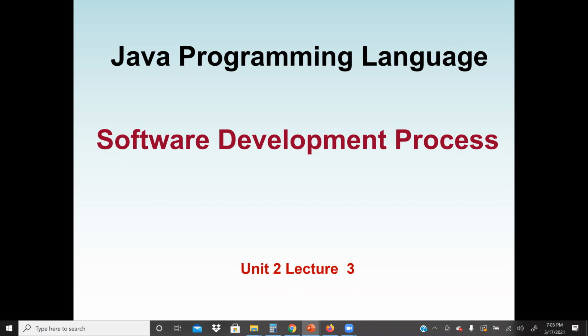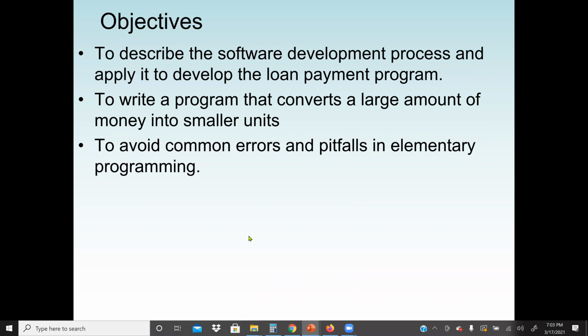In these lectures, we're going to discuss how to develop software. That's the software development process, the steps that we're going to follow to develop software. Again, this is Unit 2, lecture number 3. So our main objective is to describe the software development process and also apply it to develop a loan payment program. Also, we are going to write a program that converts a large amount of money into smaller units, and also learn how to avoid common errors and pitfalls in elementary programming.